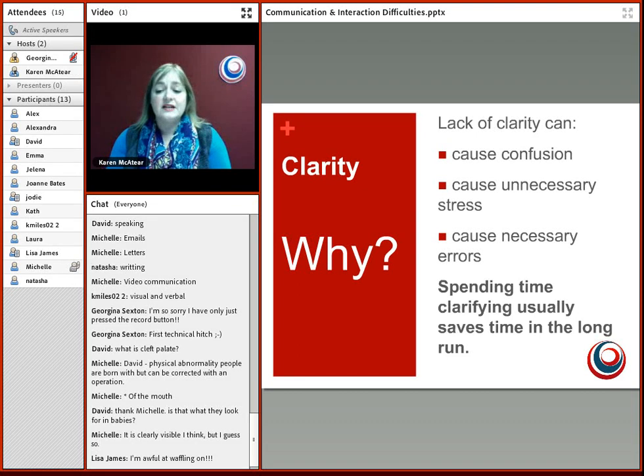So being clear, and making sure you're clear in what you want to convey before you actually take that child out to do the work with them, will save you time in the long run. So a little bit of preparation time will save you a lot of time in the long run.